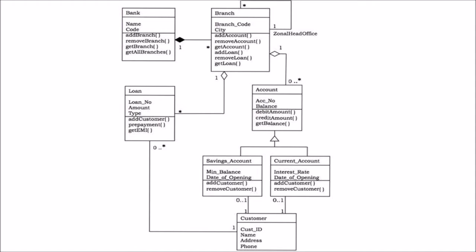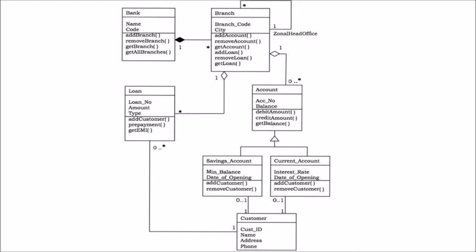An account may be either a savings account, current account, fixed deposit, or something like that. A customer may open both a savings account and a current account. However, a customer must not have more than one savings account or current account. A customer may also procure loans from the bank. This diagram shows the corresponding class diagram of the scenarios mentioned. The different classes include bank, branch, account, savings account, current account, loan, and customer.